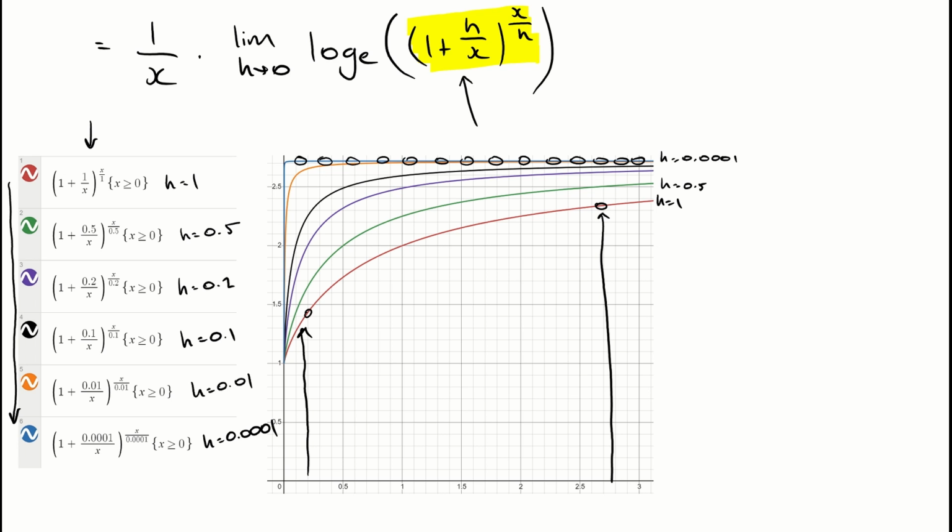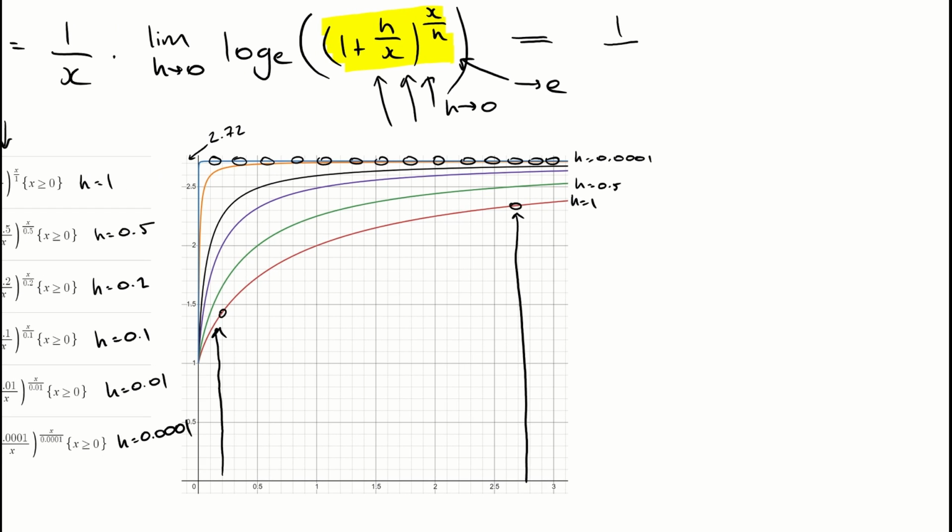And that consistent output actually turns out to be about 2.72-ish, which is actually the value for e. So this entire part in here, as h tends towards 0, this bit inside is tending towards e. So we can rewrite this limit as 1 on x times log to the base e of e. That's the behavior of this bit inside as h is tending towards 0.